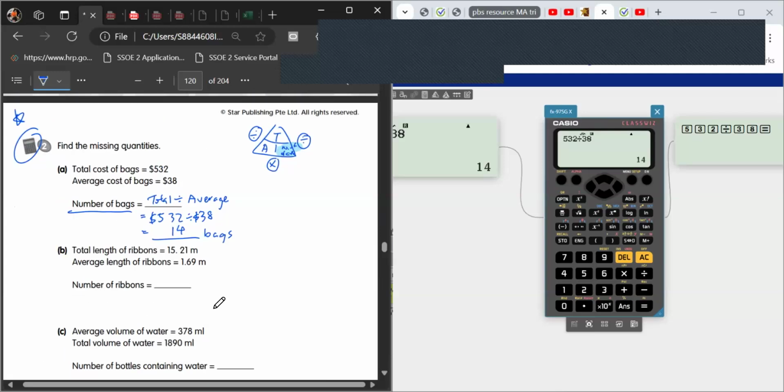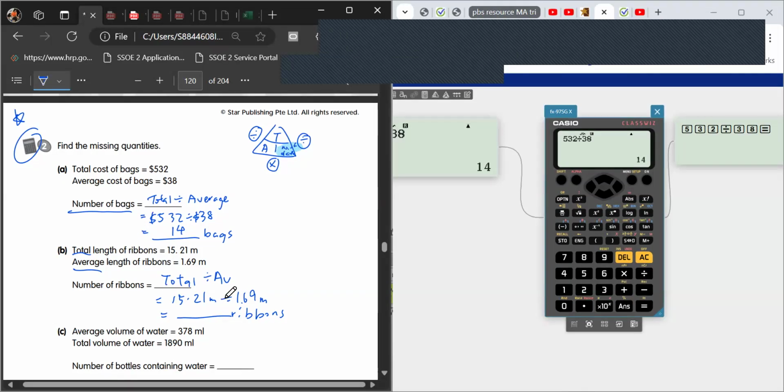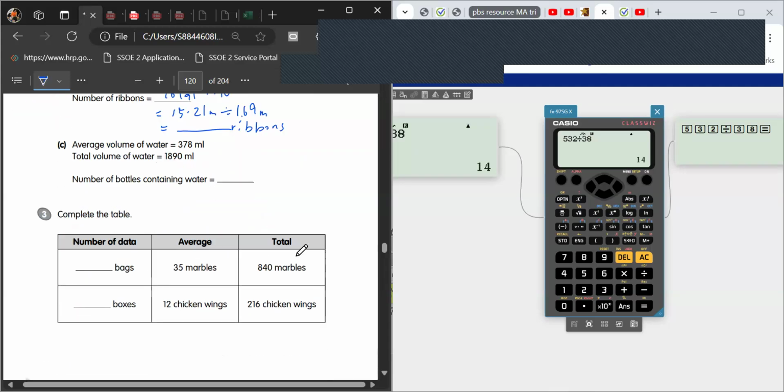Is it challenging? So it's really a test whether you can remember. I have the total, I have the average. So number of ribbons will be the number of data. So I use the total divided by average again. So I have 15.21 meter divided by 1.69 meter. Answer tells me how many ribbons. Is it okay? Okay. So not too challenging, right? Press the calculator. The last one as well.